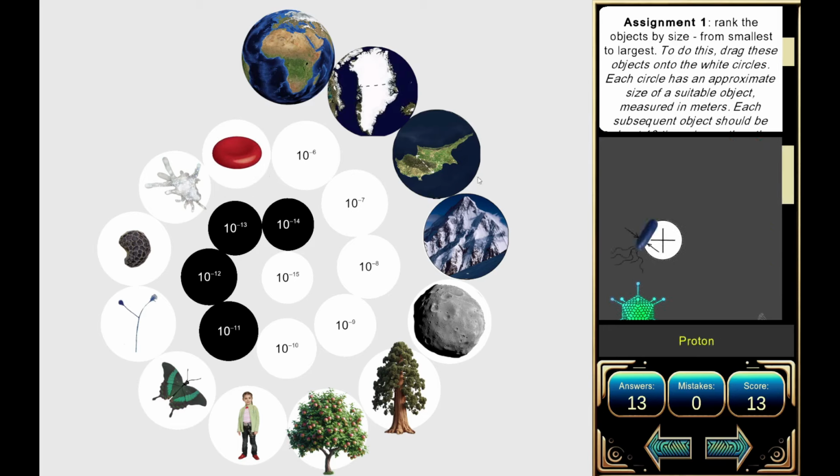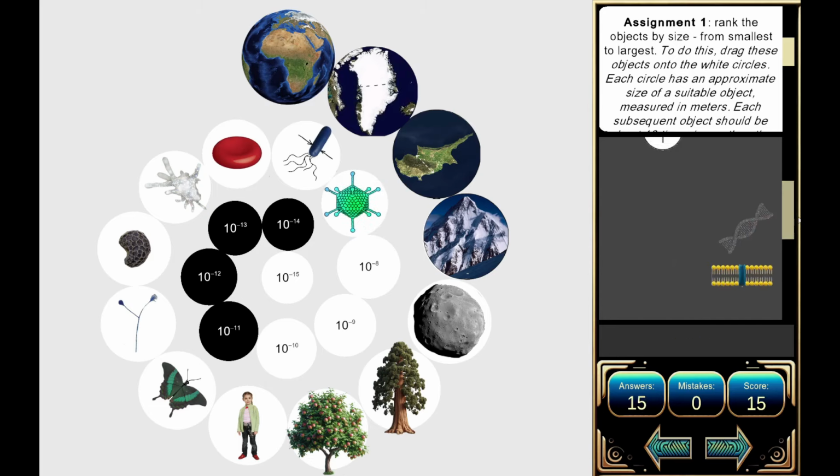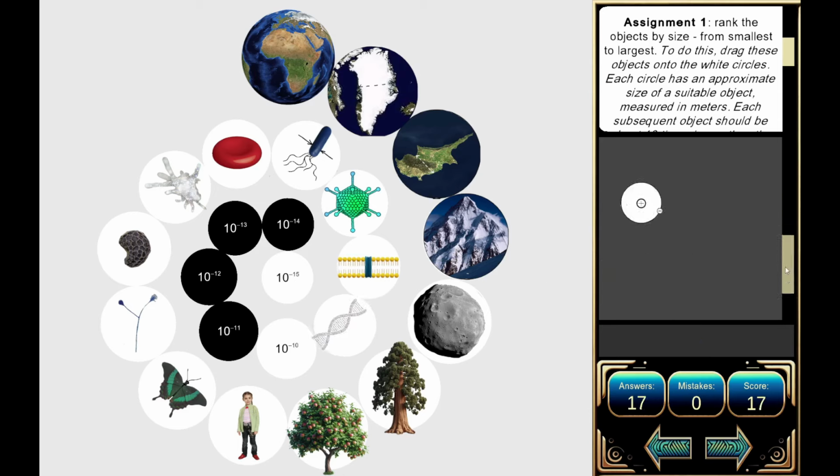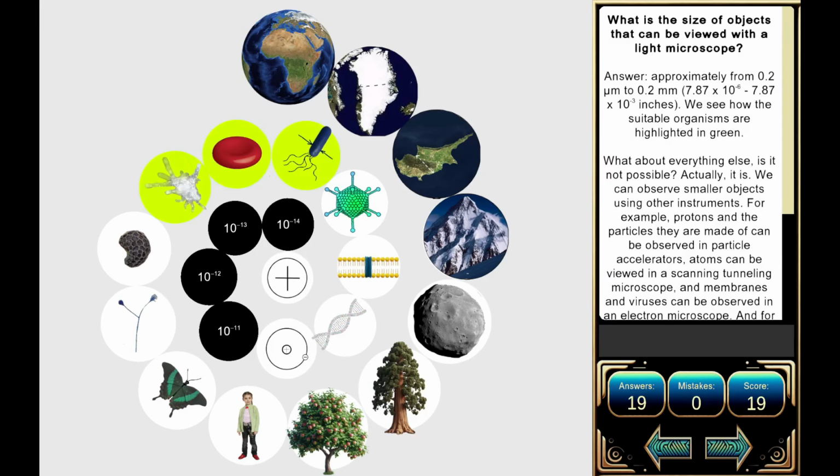Bacteria are 10 times smaller than red blood cells, but 10 times larger than viruses. A membrane is smaller than a virus, DNA is smaller than a membrane, and a hydrogen atom is smaller than DNA. The smallest in our list is the proton, the nucleus of a hydrogen atom. Its size is 0.84 femtometers. A hydrogen atom is 100,000 times larger than its nucleus, so there are no suitable examples for the circles between the proton and the hydrogen atom yet.